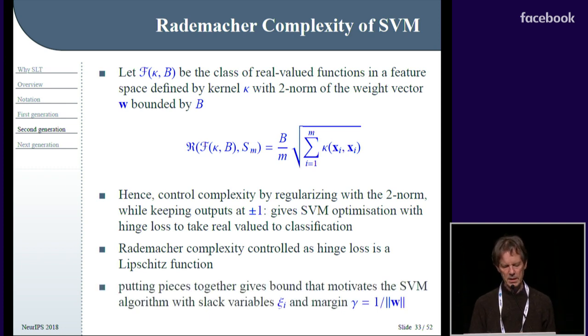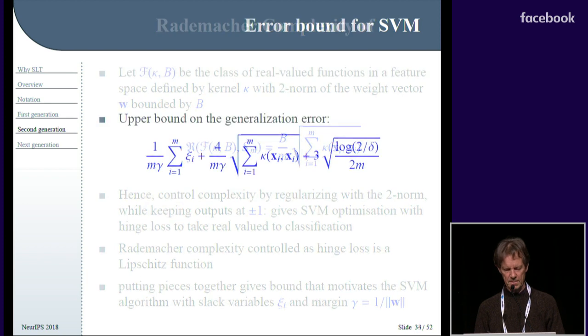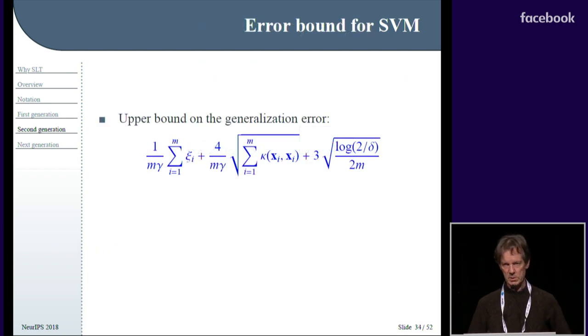Putting all the pieces together, this gives a bound that motivates the SVM algorithm, where we use the slack variables psi i, standard notation, and the margin gamma is 1 over the norm, because we've used the outputs to be plus and minus 1. So this is the upper bound on the generalization error. I've hopefully given you an intuition about this; there's a lot of detail I've skipped over, but hopefully it gives you an understanding. Here, this is the equivalent of the empirical error, the slack variable measurement. If we were getting perfect separation with a margin of gamma, this would be 0. This is the complexity term that came from the Rademacher complexity, and this is the equivalent of the term that controls the likelihood of being misled, which was similar to the term we got with a single function.